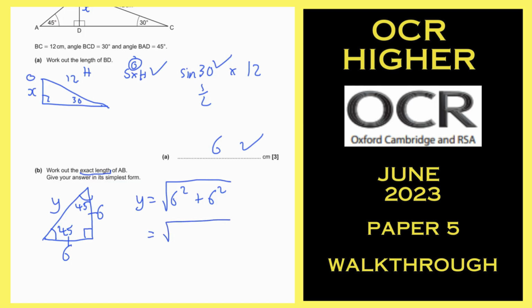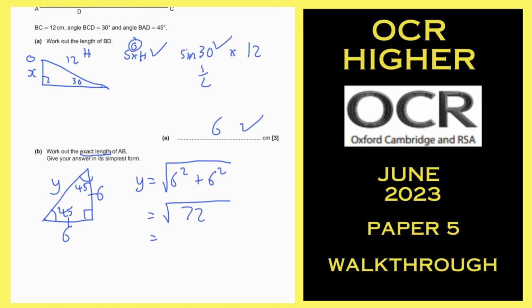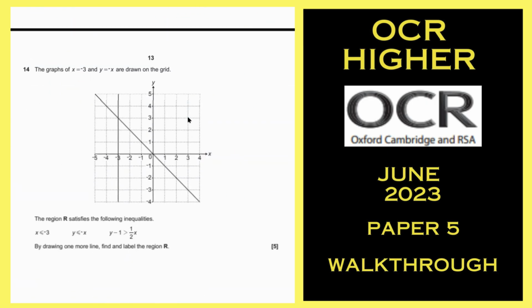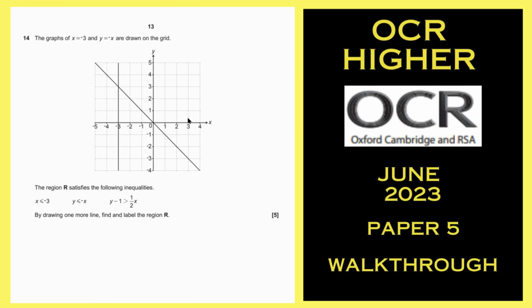36 plus 36 is 72. And let's now apply, it says simplest form. We need our laws of surds knowledge. We can split them up. The largest square number that goes into 72 is 36. And without a calculator, we know what the square root of 36 is, but we don't know what the root of 2 is. Leave it alone. There's your 3 marks. Number 14.